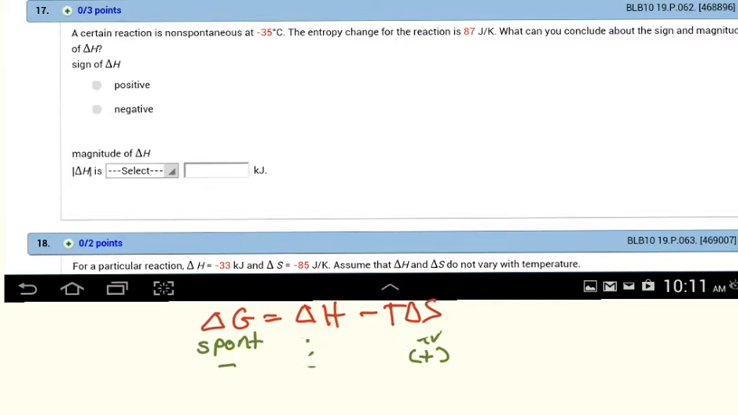The opposite is sort of easy to understand as well. If you had a situation where delta H was unfavorable because it was an endothermic reaction, it absorbed energy, and delta S was unfavorable because, say, gases turned into solids, things became more organized, that would be a negative delta S, then there's no way that the reaction could be spontaneous.